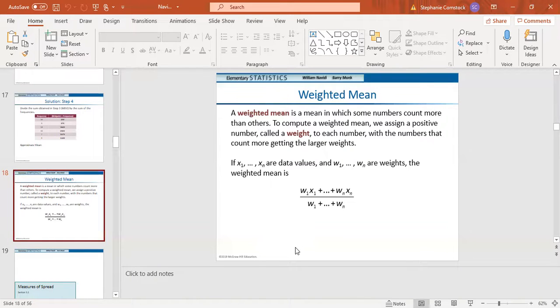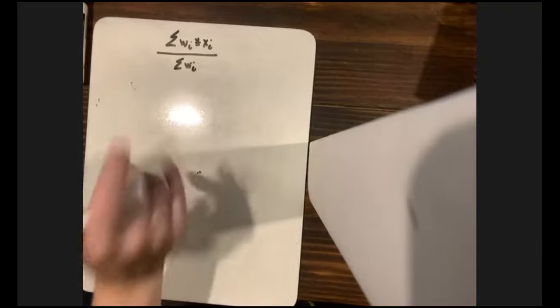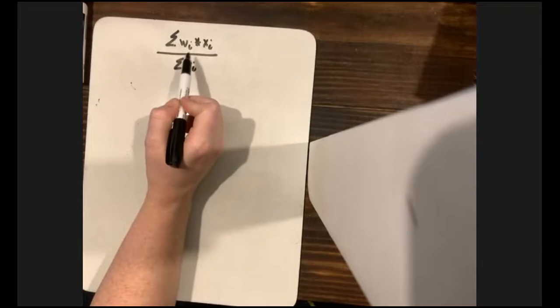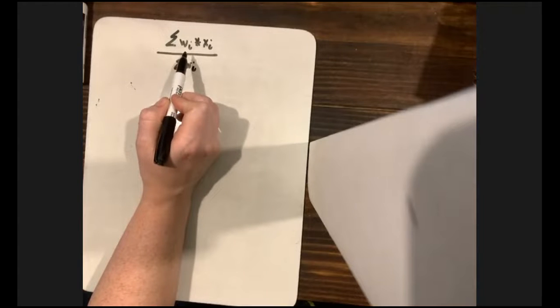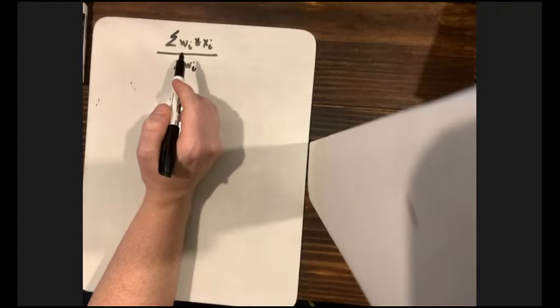So we're still going to be taking values and weights and multiplying them together and then totaling that up and then dividing by the total weight. So let's take a look at a couple of examples for this. So our formula, again, very, very similar. I've got a WIXI over a WI. So this is just, instead of being the frequency, it's now our weights. So let's take a look at a couple of examples that we have.